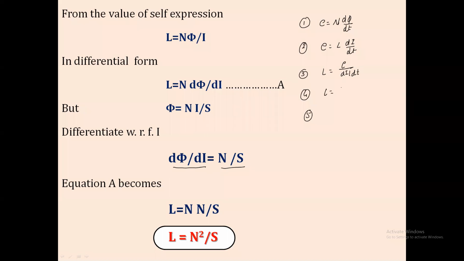Second form: L is equal to N phi upon I, or I can also write N d phi by di. And the third form is nothing but N square upon S. These are the 5 different formulas we discussed in electromagnetic induction. Is that clear?